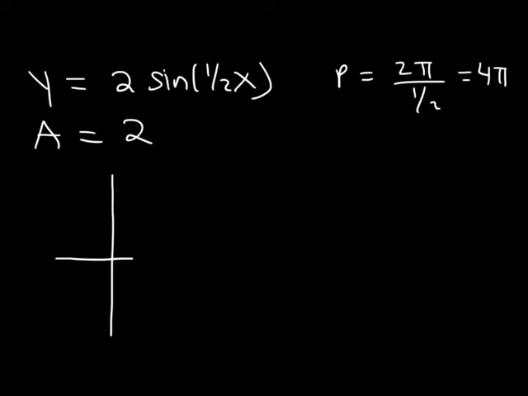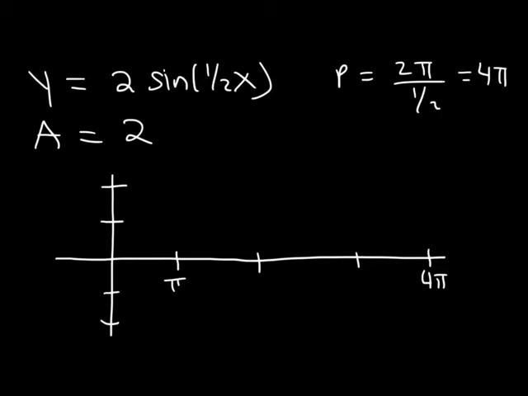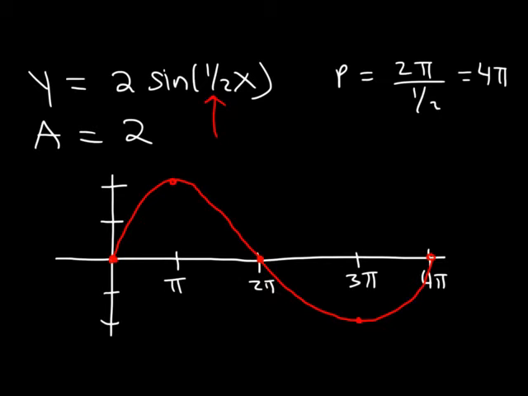So this one is going to stretch horizontally. The amplitude is 2, and the period is 4 pi. But we need to break it up into 4 intervals. So that's 1 pi, 2 pi, 3 pi, and 4 pi. Sine starts at the center, then it goes up, back to the middle, down, and then back to the middle. So we're going to have a graph that looks like that. So if you have a fraction, what's going to happen is it's going to stretch horizontally.